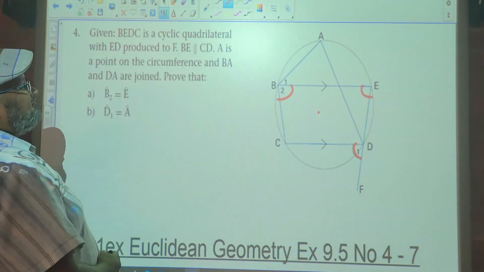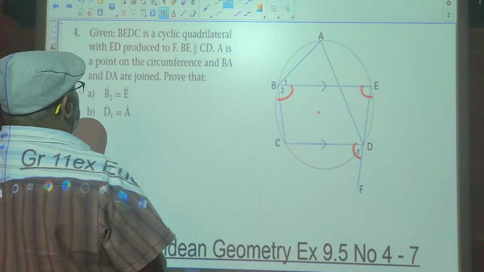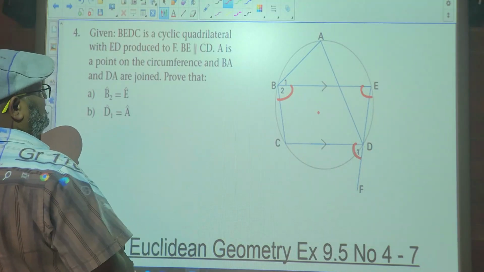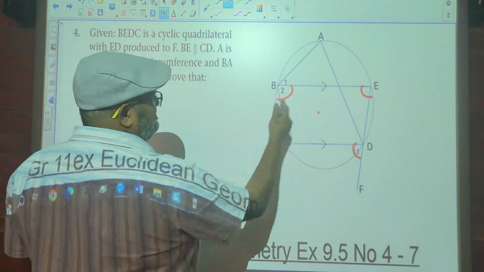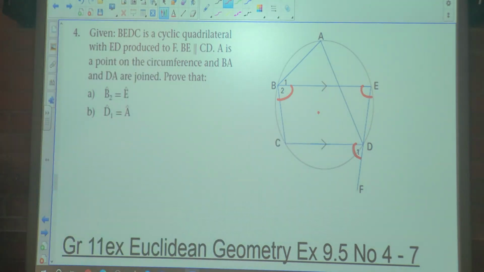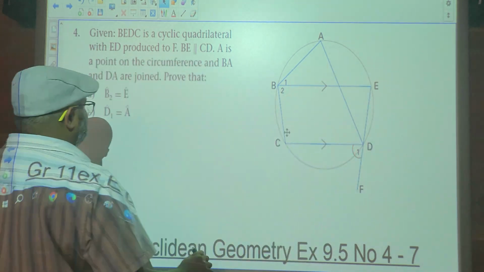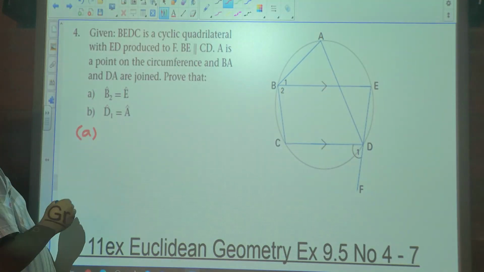A is a point on the circumference of the circle, and BA and DA are joined. Those lines. Prove that B2 is equal to E. Come on now. Why do they make it so easy for us? Alright. So let's go. How do we start off?